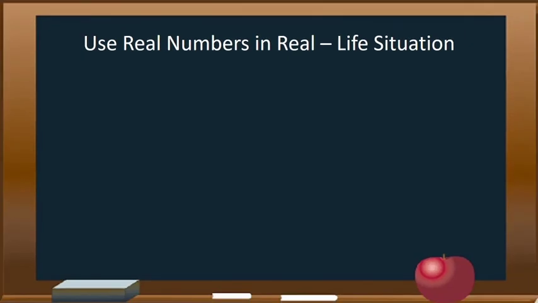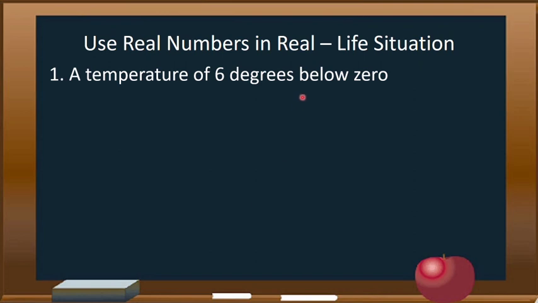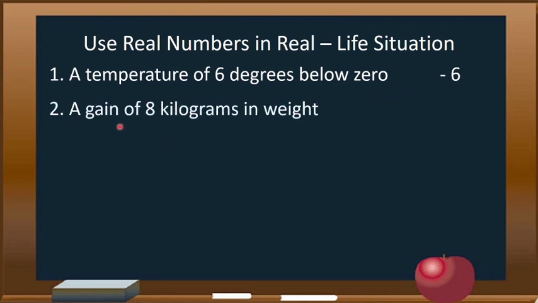So when do we use real numbers in real life situations? So let us rewrite these statements in real numbers. So first, we have a temperature of 6 degrees below zero. Since it is below zero, the expression of this in real numbers is negative 6. Now, let's have the second example. We have a gain of 8 kilograms in weight. Since we have the word gain, it means that it is positive. So positive 8 because of the word gain.